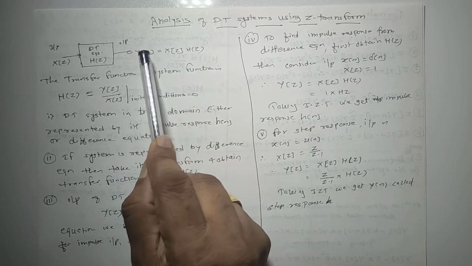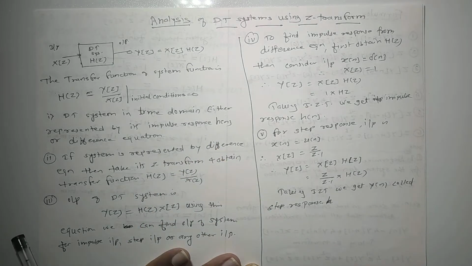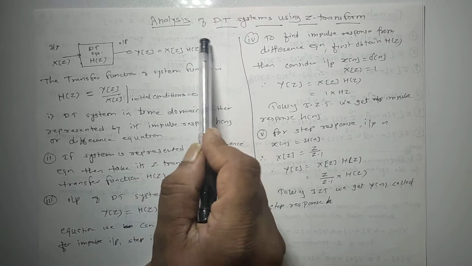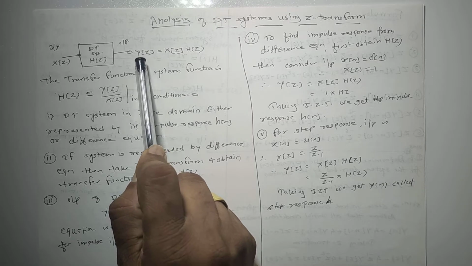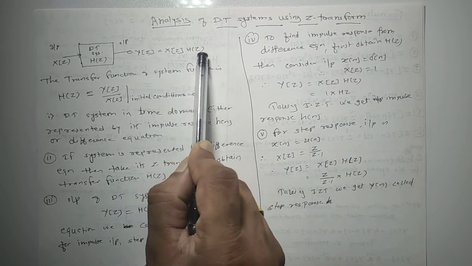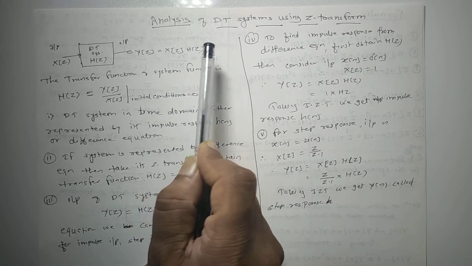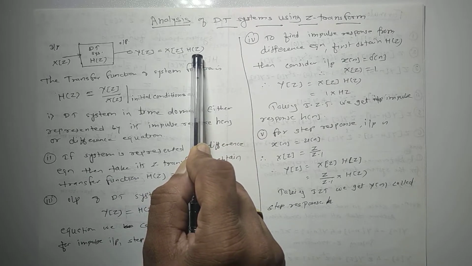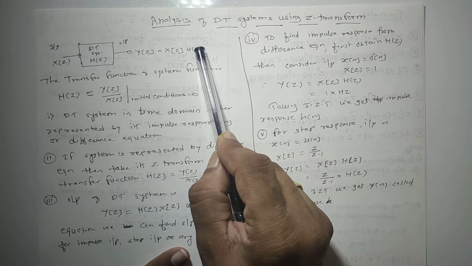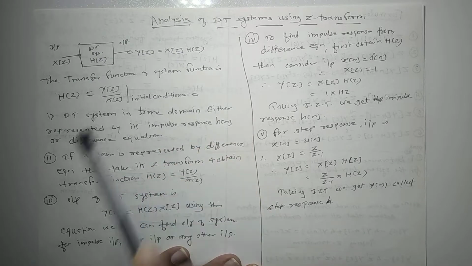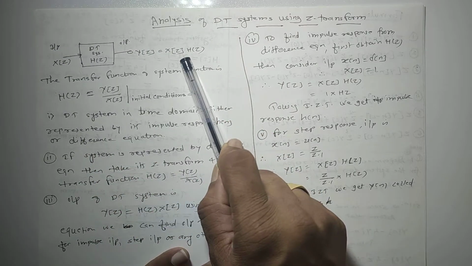Using this output equation, we can find out the output of the system for any input if we know the transfer function of the system. Once more, this is the output equation: Y of z is equal to X of z into H of z. So if we know the input, and if we know the transfer function of the system, we can find out the output of the system for any input. This is the representation in Z domain, that is the frequency domain.